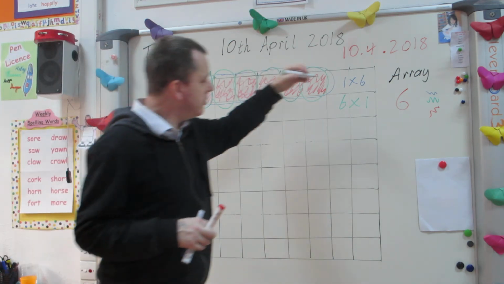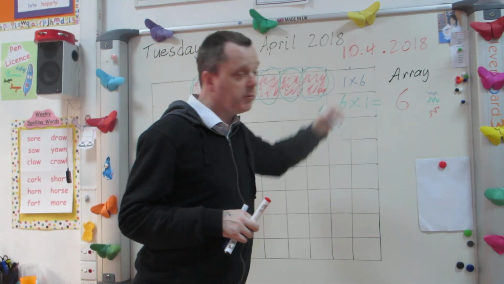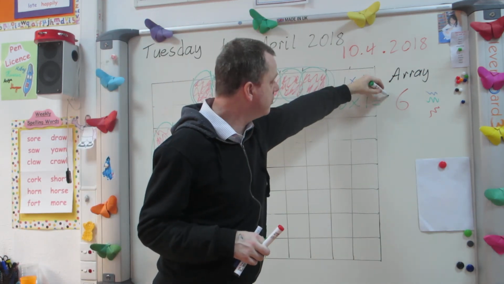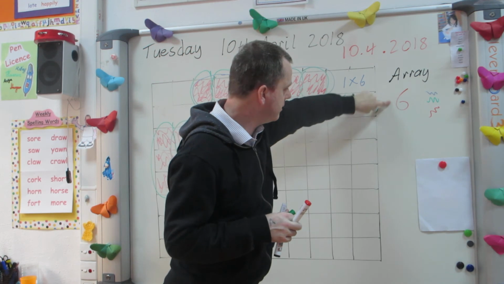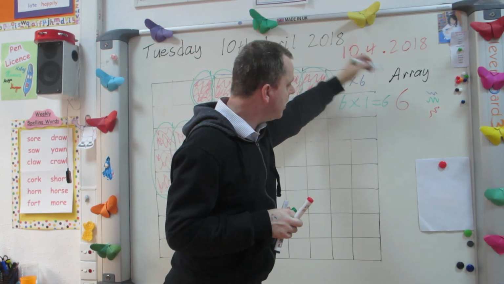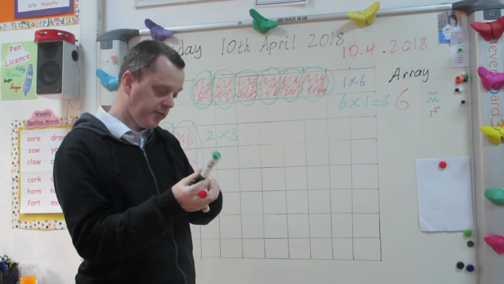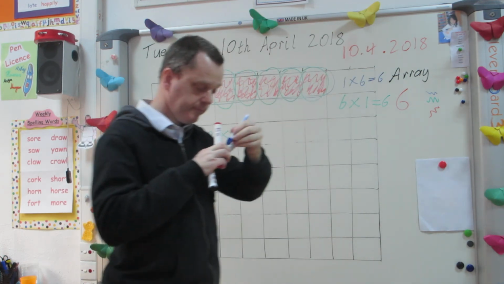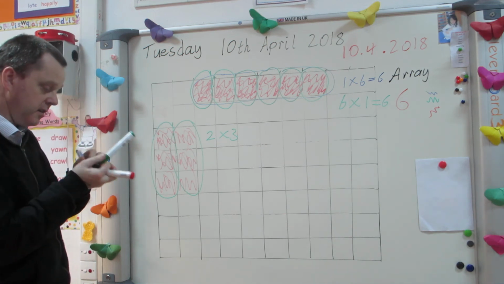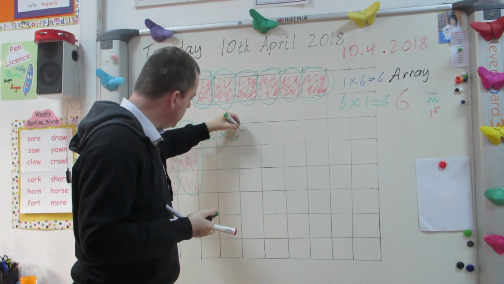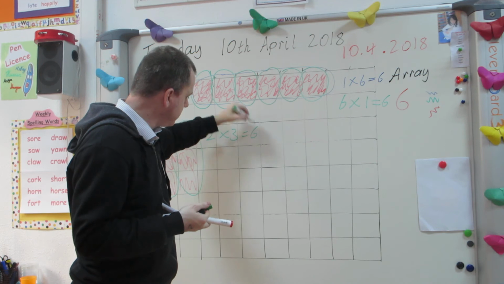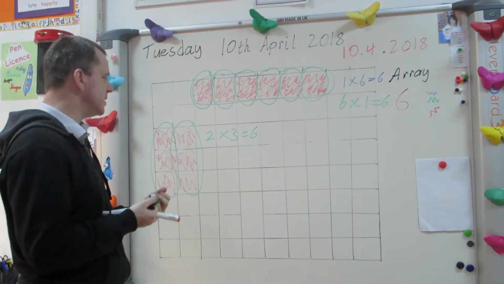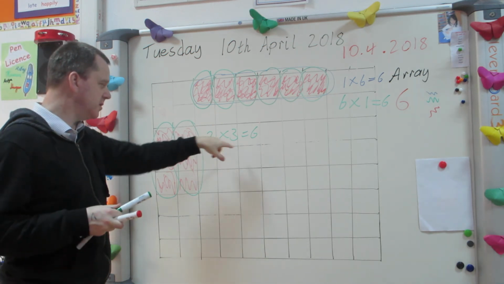What I maybe should do is keep showing that we're getting the same answer. So 6 times 1 equals 6. Here, 1 times 6 equals 6. And here again, 2 times 3 equals 6. I should be using 1 number, 1 square. I know, I'm sorry. It should be 1 number, 1 square.